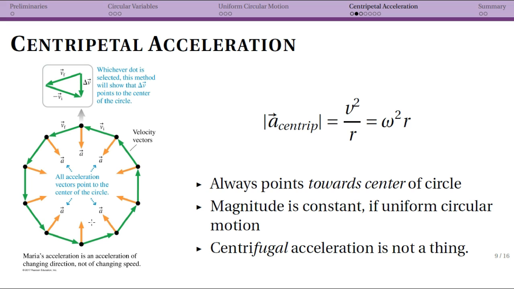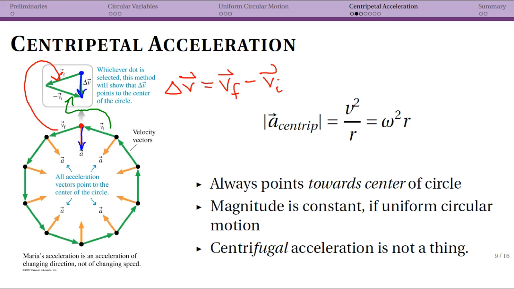So for instance, if I imagine taking one point here at the very top and doing my velocity vector subtraction such that my change in velocity is equal to my final minus my initial, I then see that I need to take my initial vector and flip it, and that the sum of these brings us straight down. So at this top point, we have a change in velocity that is straight down. If you repeat this process for every single point, it always points towards the center of the circle. So the direction is towards the center of the circle.